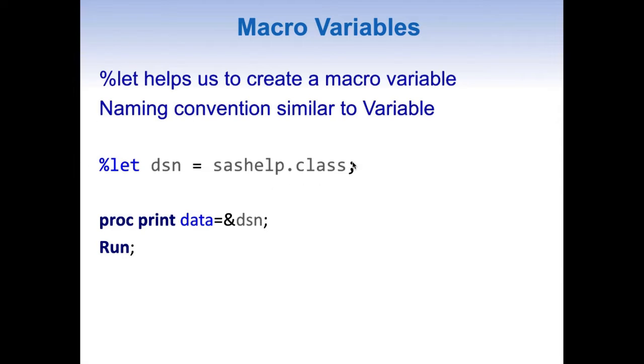Once we have created our macro variable by running this particular statement, we can reference this macro variable by using &dsn. Whenever we use an ampersand and the name of the macro variable, this is known as referencing the macro variable. Now here we have proc print data=&dsn; run;. This macro variable value resolves once we run this proc print, and then the proc print itself will work.